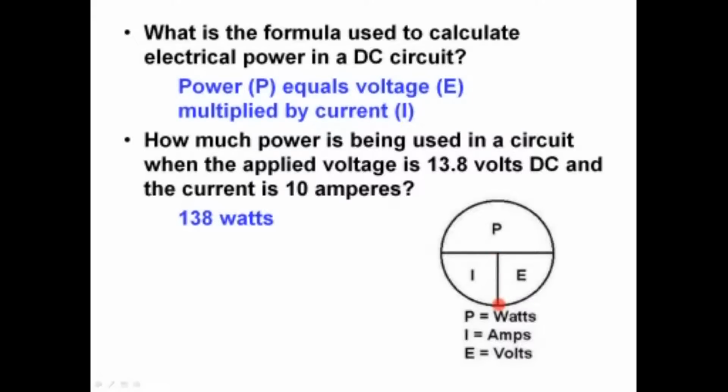Okay, so in this case, we want to know power, so we multiply the other two together. So if we have 13.8 volts and the current is 10 amperes, 13.8 times 10 is 138 watts. We multiply volts and amperes and we get watts. Okay, any questions on that?